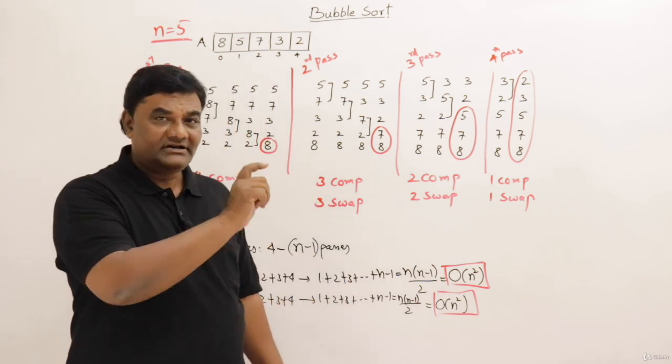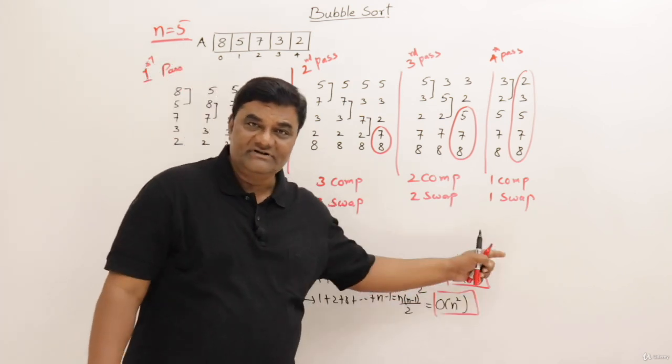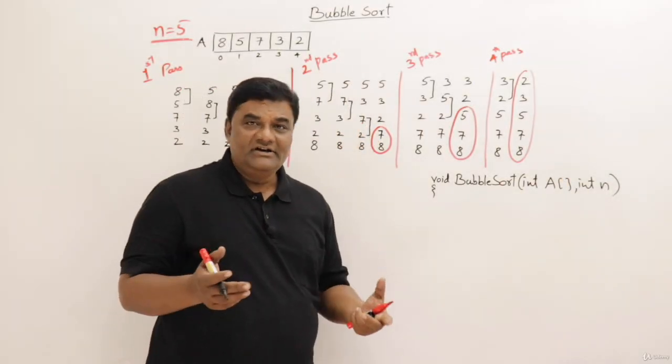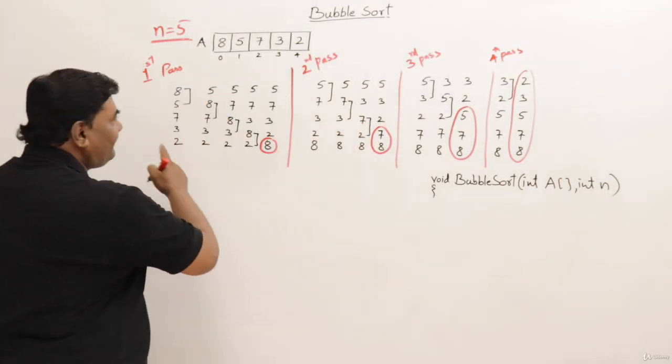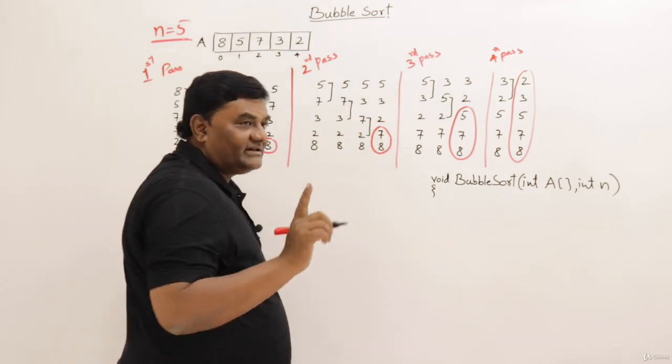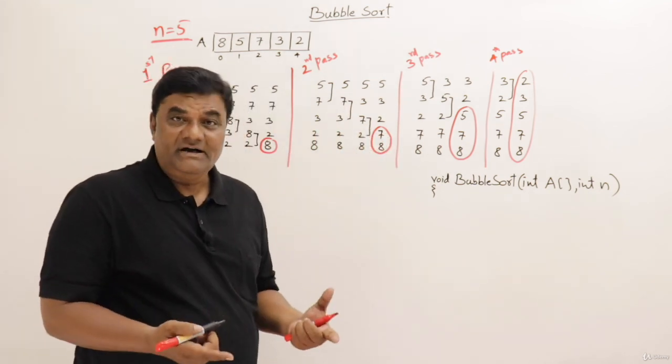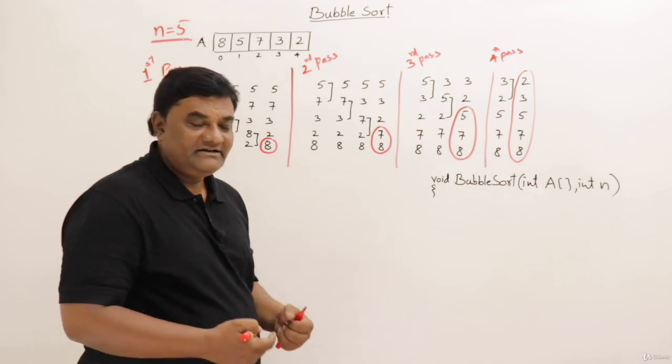Now I will remove these things, then I will just write a piece of code showing the working of bubble sort. I have a function for bubble sort. So what is the work we are doing in this one? We are performing n-1 passes. So we have to repeat the passes n-1 times.